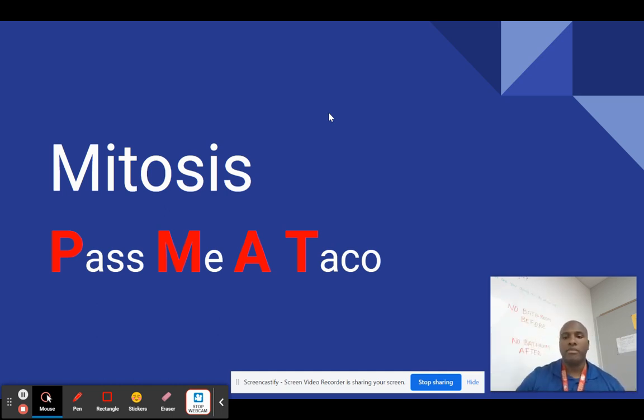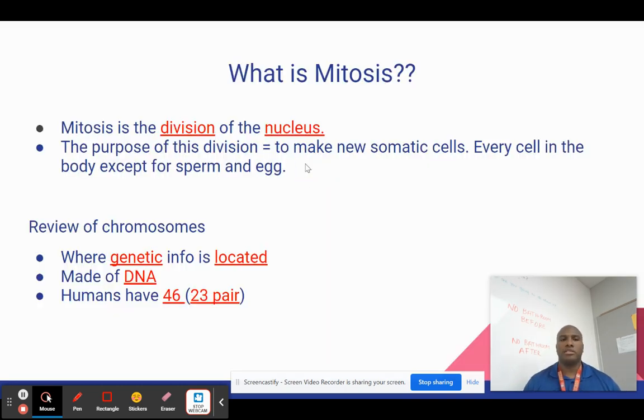So, first thing first is, why do we care about mitosis? Why is mitosis even a thing, right? So it is simply the division of the nucleus. So you have a nucleus, which is the control center, and we want to divide our cells and we want to get more cells. Now, the division happens because we need more cells in our body.